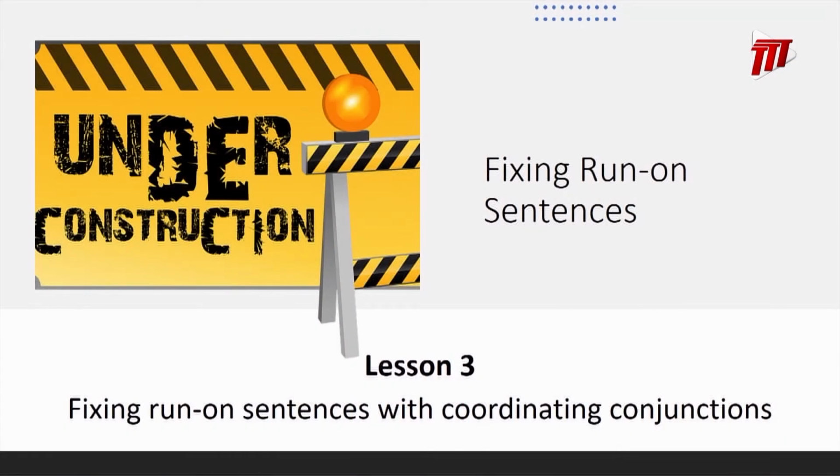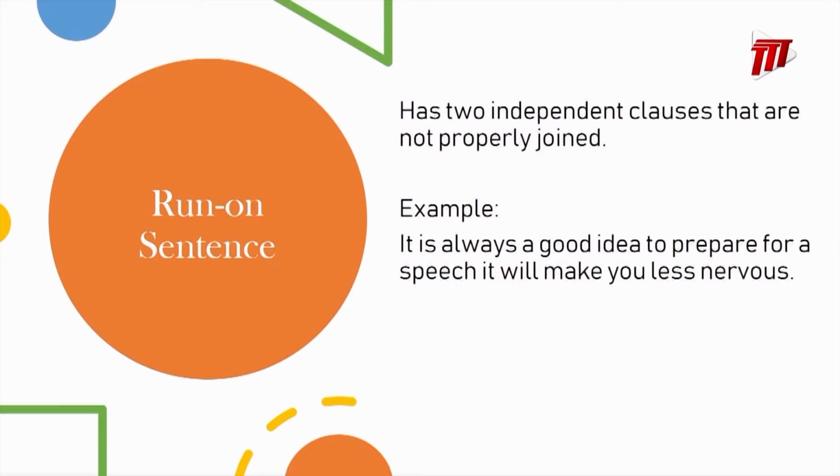Welcome back, students, to the series on fixing run-on sentences. In this lesson, we're going to explore how to fix run-on sentences with coordinating conjunctions. That sounds like a really big, confusing term, but don't worry, we're going to work it out. You've heard this before. You've been studying for a very, very long time. Let's review, first of all, what run-on sentences are. As you know, a run-on sentence has two independent clauses that are not properly joined.